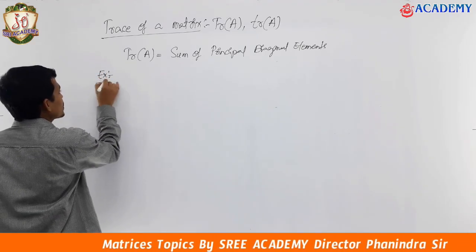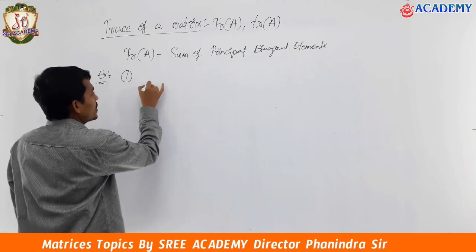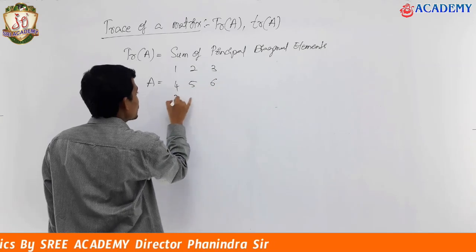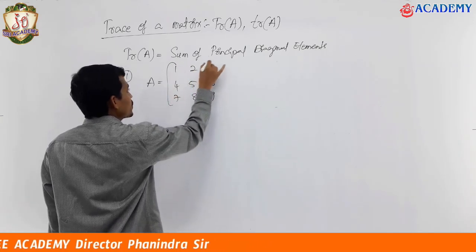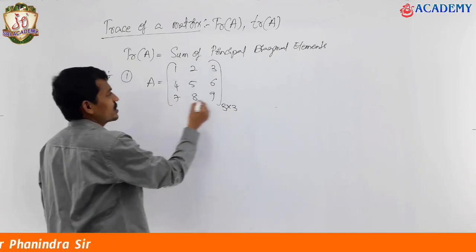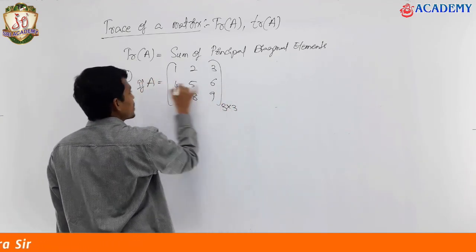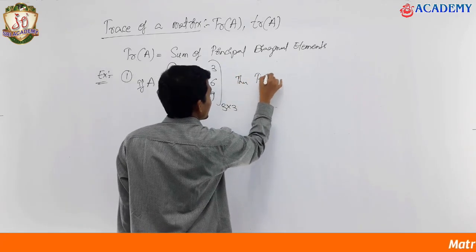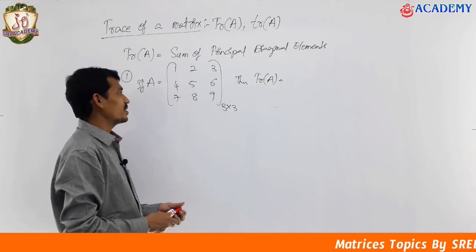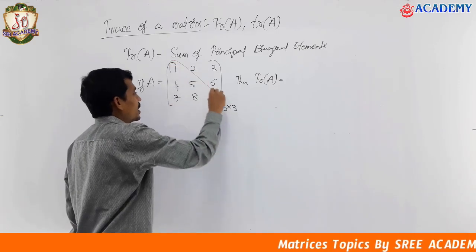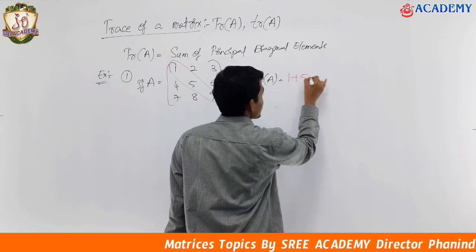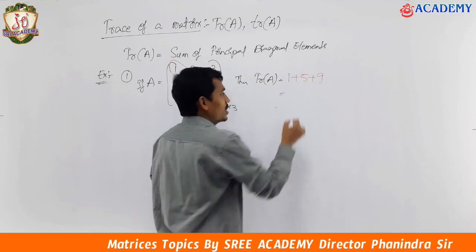Just I am taking an example, that is A equal to, a 3 by 3 matrix. Why? Because our syllabus goes up to 3 by 3. A 2 by 2 is very easy. Here, the trace of this matrix, if A equals like this, then trace of A is simply the addition of the principal diagonal elements. Here the principal diagonal elements are 1, 5, 9. Simply 1 plus 5 plus 9 is going to be the trace.